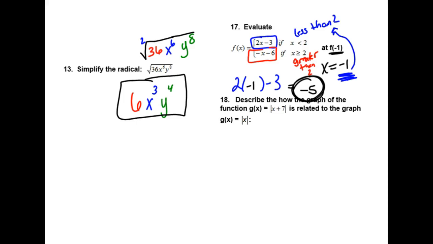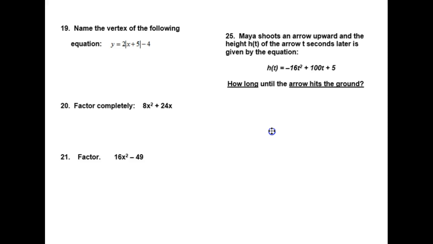So this one, they want to know about how it's related. That's fancy talk for transformations. So an x plus 7 inside the absolute value bars means that it was shifted left 7. Remember those good transformation words. All right, vertex, easy peasy lemon squeezy, and if you forgot, you could just type it in your calculator. Opposite built-in negative right here, so -5, comma, -4.